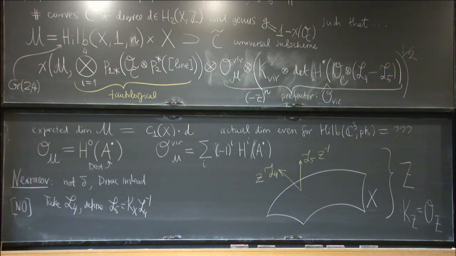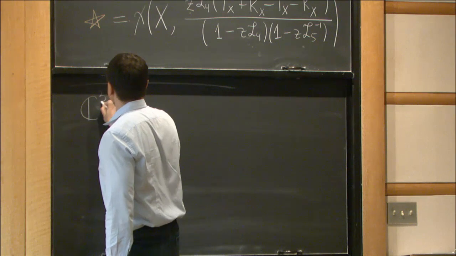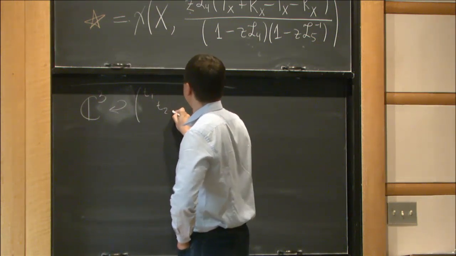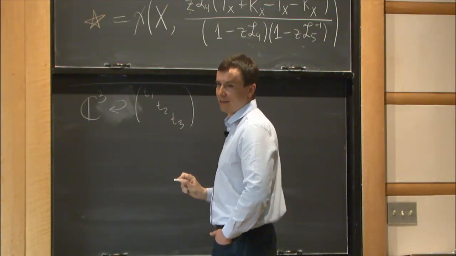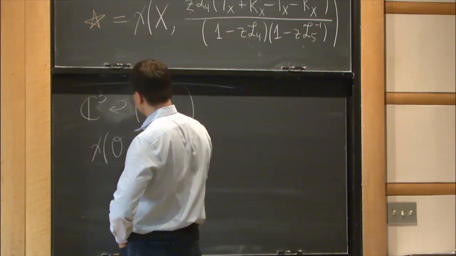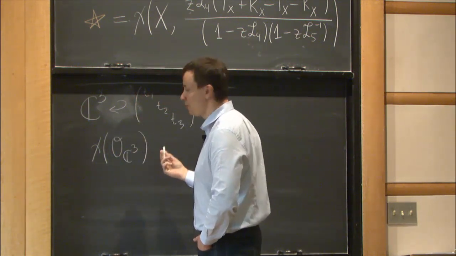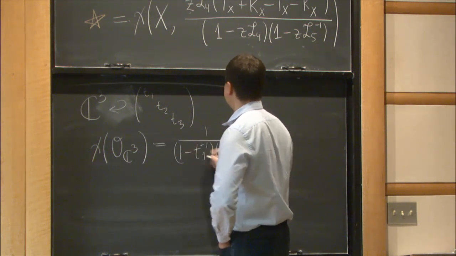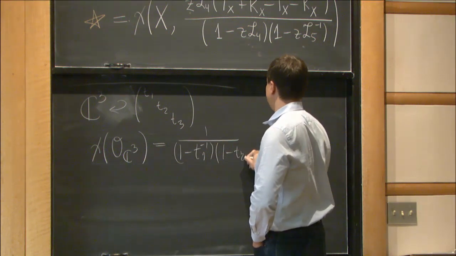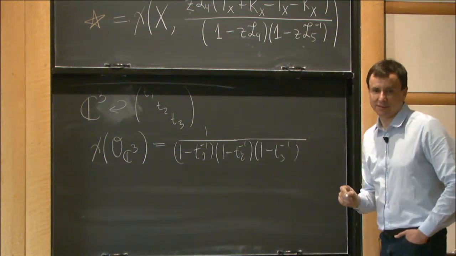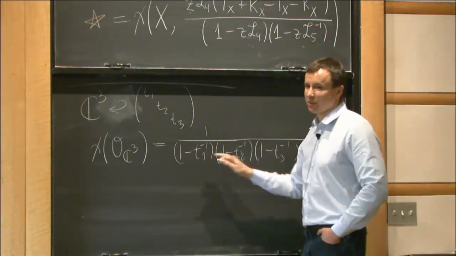So maybe before I say this, if I take C3 and make variables T1, T2, T3 act on it, and I'd like to compute the Euler characteristic of functions, so this is polynomials on this space, what's it going to be? It's going to be 1 over 1 minus T1 inverse. These are the weights of the coordinates, 1 minus T2 inverse, 1 minus T3 inverse. Right? Everybody agrees with that? These are the character of the polynomial ring.